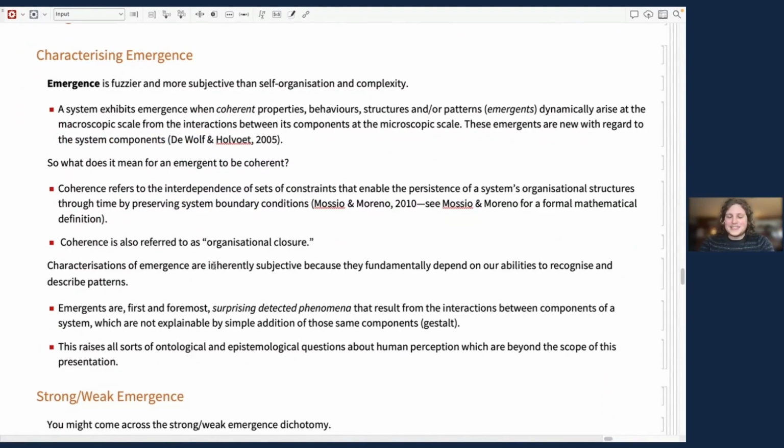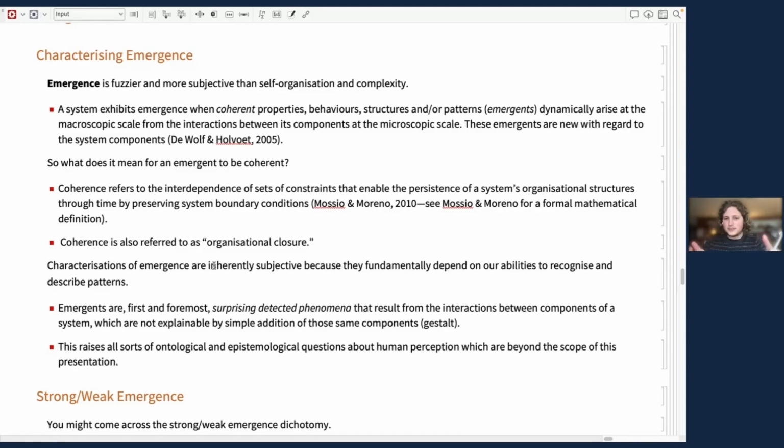Emergence is a bit more complicated and a little fuzzier to define. And the reason that it's a little fuzzier to define is because in some sense, it's very fundamentally subjective in the way that we would want to define it. A system is said to exhibit emergence when coherent properties, behaviors, structures, and patterns, which we call emergents, dynamically arise at the macroscopic scale from the interactions between its components at the microscopic scale. And these emergents are new with regard to the system components.